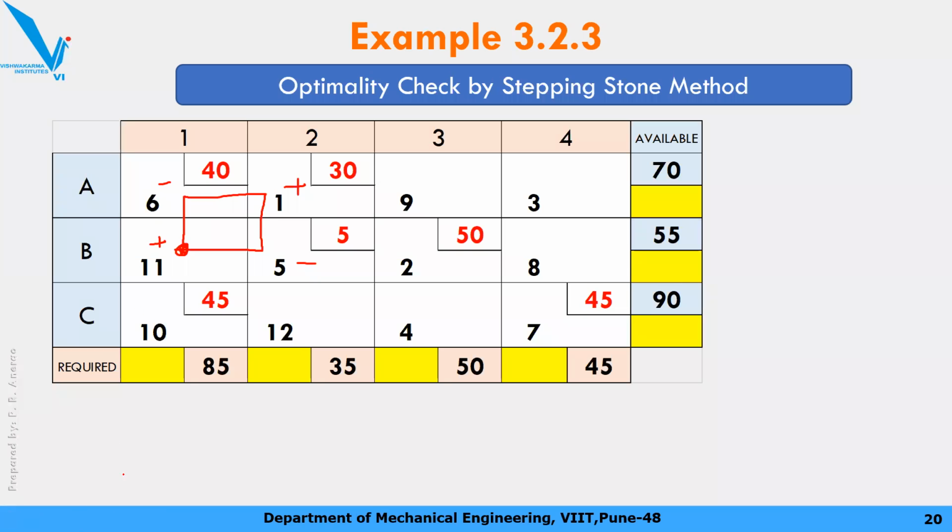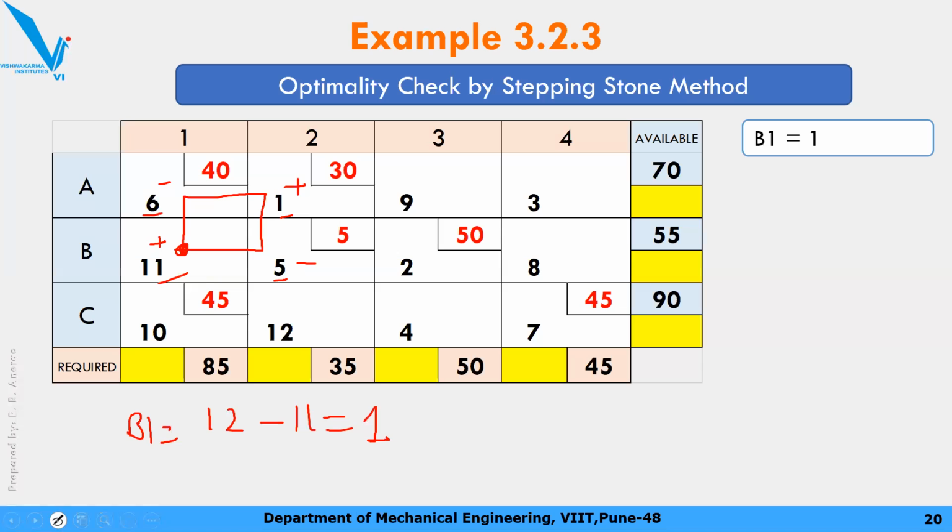Let's calculate the improvement index for B1. So 11 plus 1, that is 12, minus 5 plus 6, 11. So the improvement index is positive 1. So B1 improvement index is 1, positive, no gain. Next we will calculate for C2, for this cell.